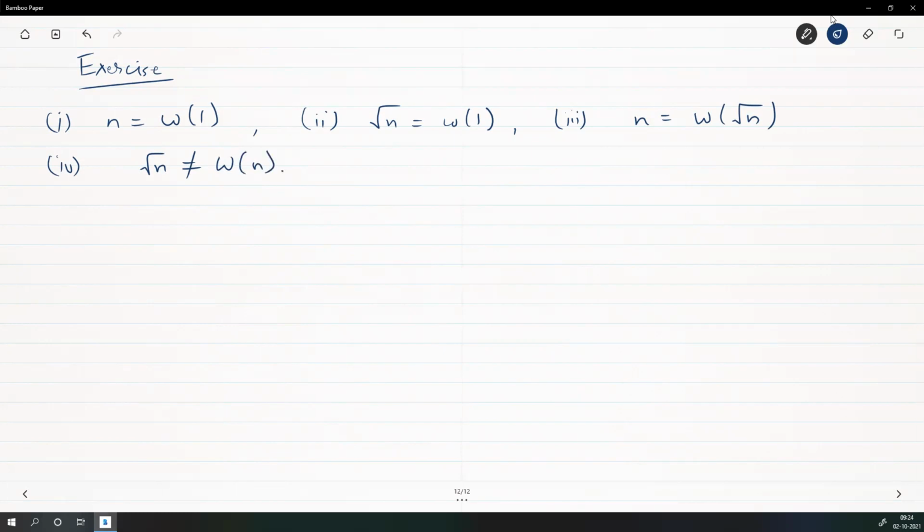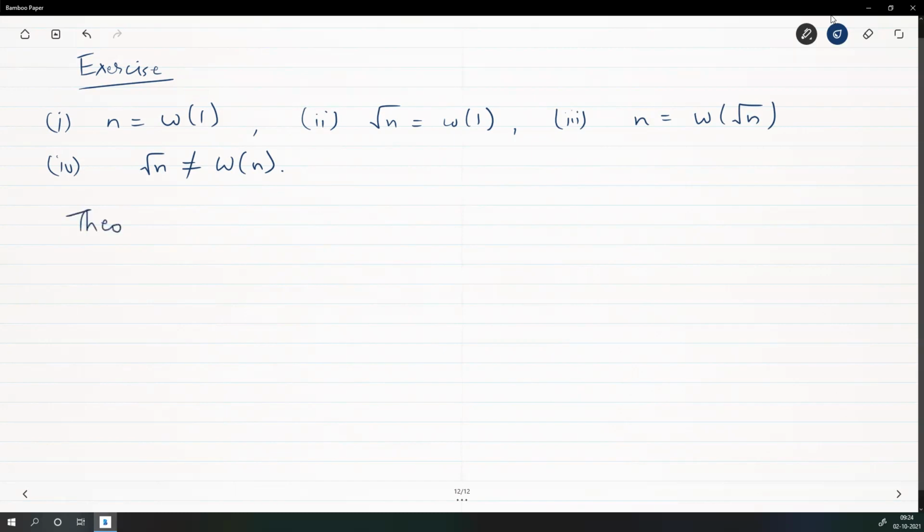Is that okay? Should be very easy to check. It's just limits that you have to check. Okay. And now comes the final result, analogous to what we did in the big O and big omega case. So what is the final result?